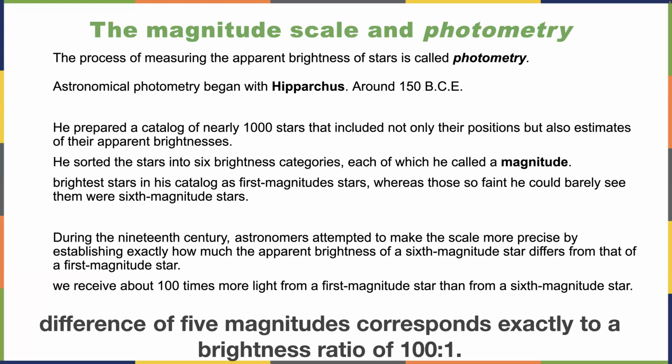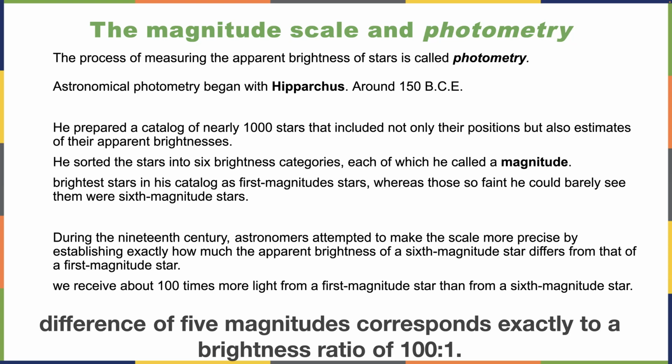Now, during the 19th century, astronomers attempted to make this scale more precise by establishing exactly how much the apparent brightness of the 6th magnitude star differs from that of the first magnitude star. In Hipparchus' time, he just categorized these and gave numbers, right? And then later, astronomers tried to make this scale more precise. So what they were looking at is how much the apparent brightness of the 6th magnitude star differs from that of the first magnitude star, right?